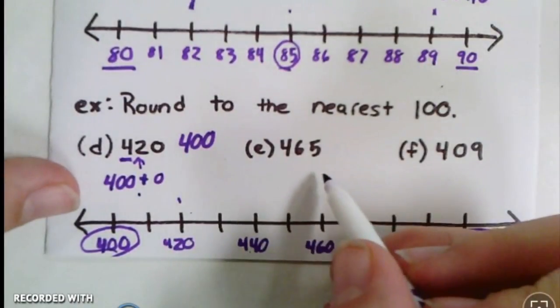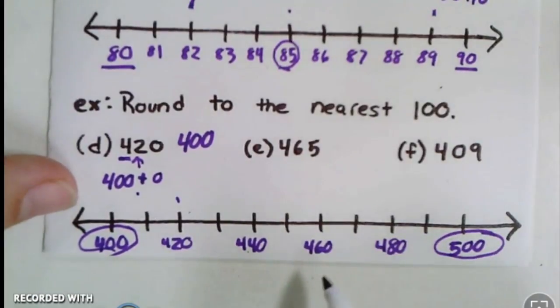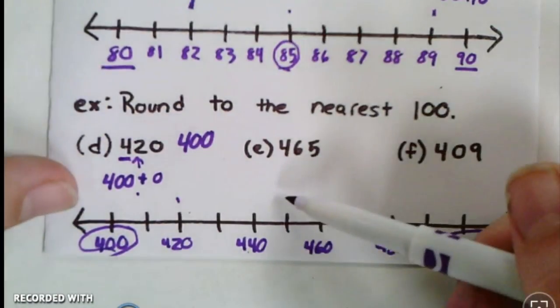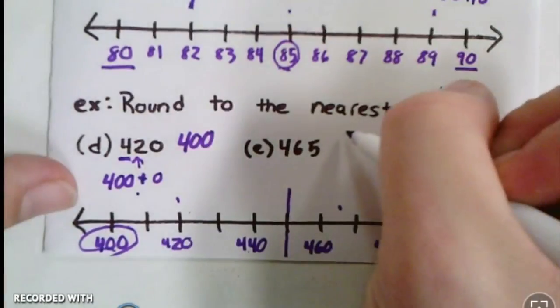What about this one? Here I have 465. So 465 would be right about here. Is that closer to 500 or is it closer to 400? I can always identify halfway in order to help me with that decision. So I can see it's closer to 500.